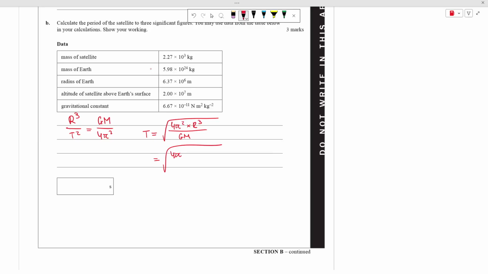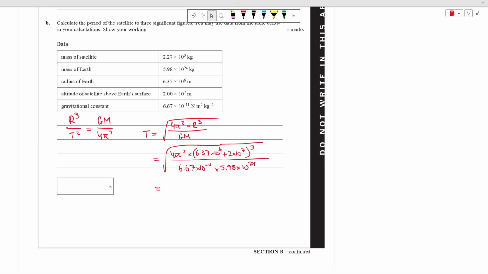So 4 pi squared times total orbital radius, which is 6.37 times 10 to the 6 meters, plus 2 times 10 to the 7. Don't forget to cube this, because it's r cubed. And then all of that over 6.67 times 10 to the negative 11 times the mass of the thing you're orbiting, which is Earth. So 5.98 times 10 to the 24.